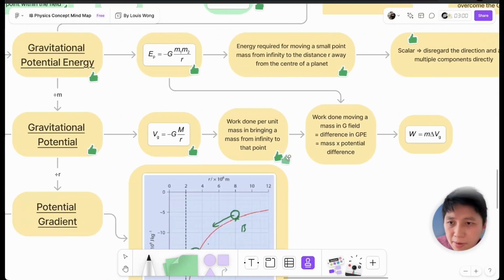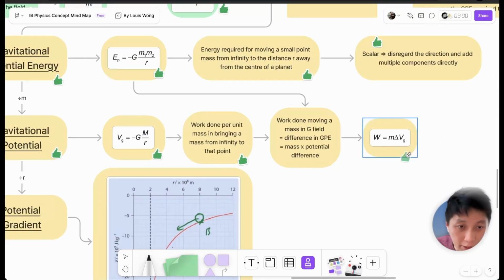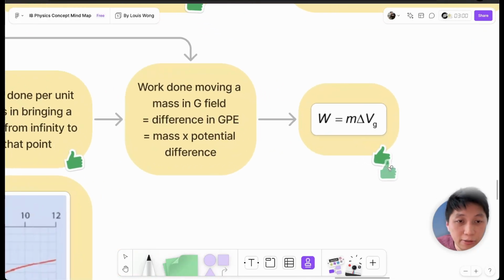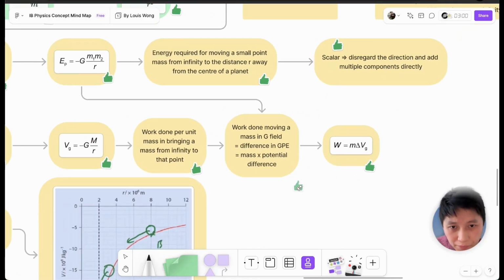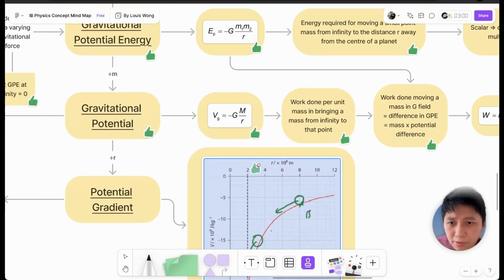At the same time, the potential is really at a point. So if you want to calculate the work done, you have to find delta V, and then of course multiply by m, so then the unit will become joule. That's an equation that you have in the data booklet.